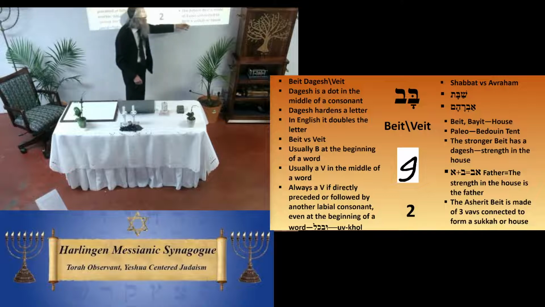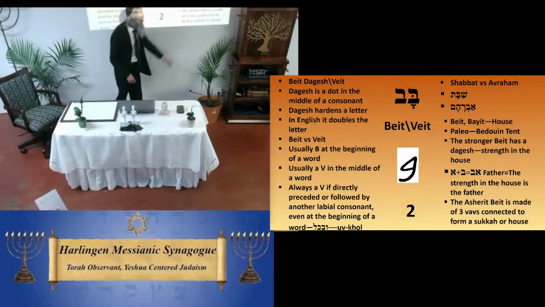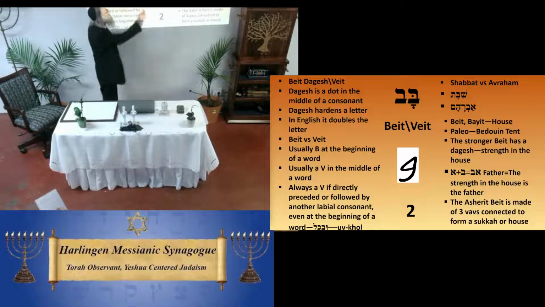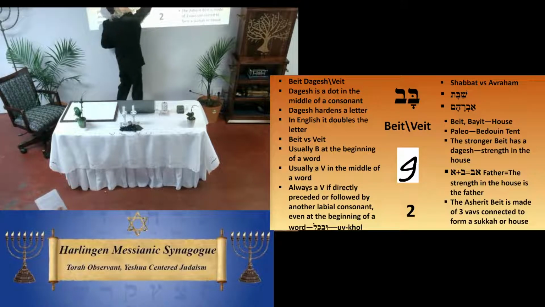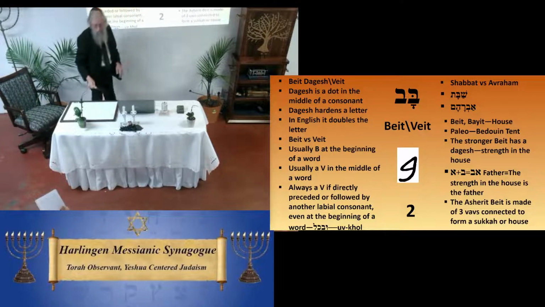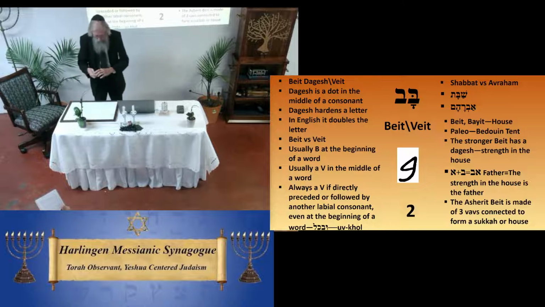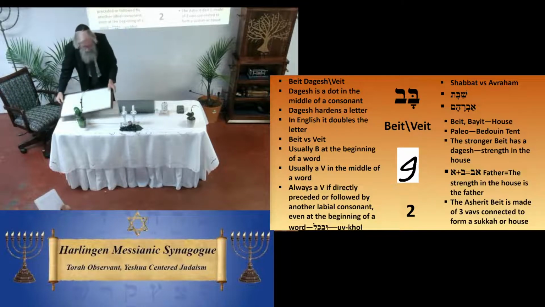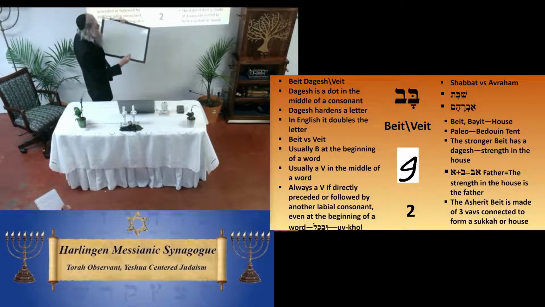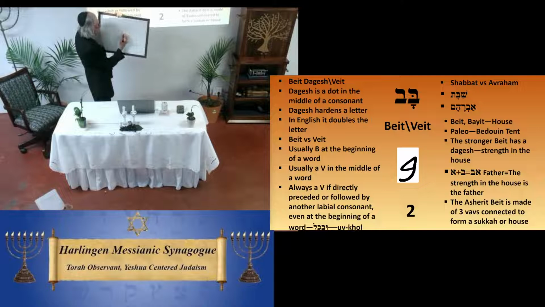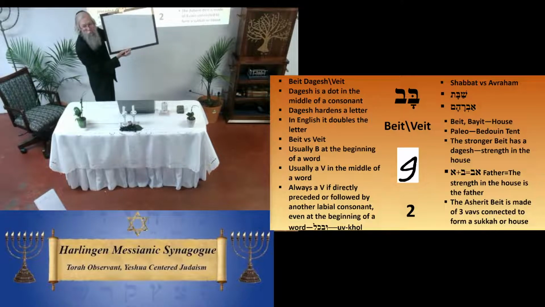So the Ashrit Bet is made of 3 vavs connected to form a sukkot. So you have a vav, and a vav. So thank you, Carmen, for the board. So, the bet looks like this, right? Like hangman, when you're playing hangman.